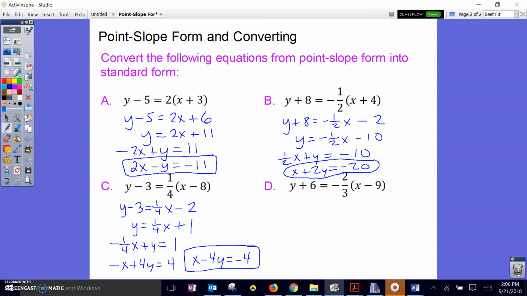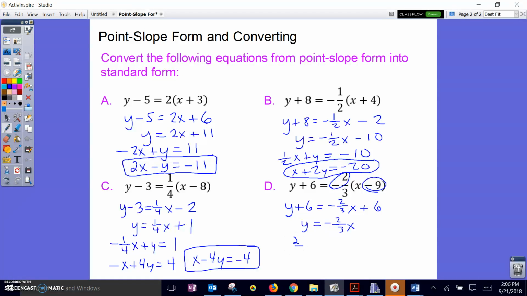Last one more. We'll distribute the -2/3 through the parentheses. It's -2/3 x. -2/3 times -9. I multiply -2 and -9. That gives me positive 18. Then I divide that by 3. Gives me positive 6. And now I'm going to get all the numbers on one side by subtracting 6 from both sides. Which gives me y equals -2/3 x.